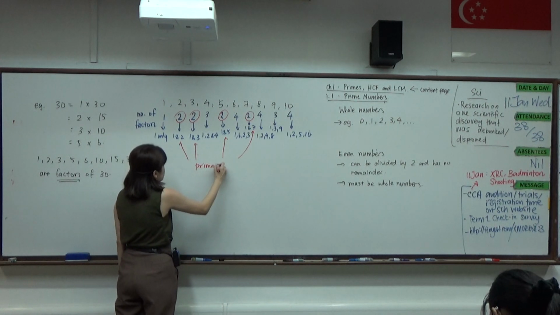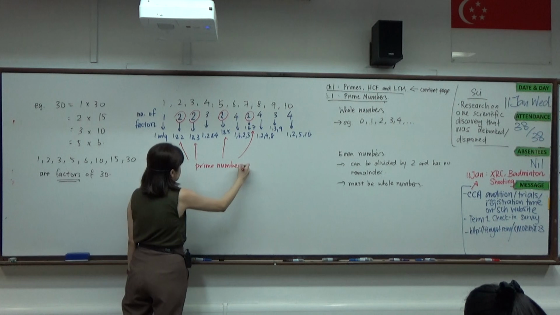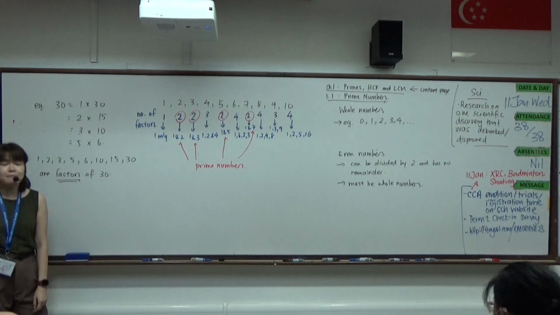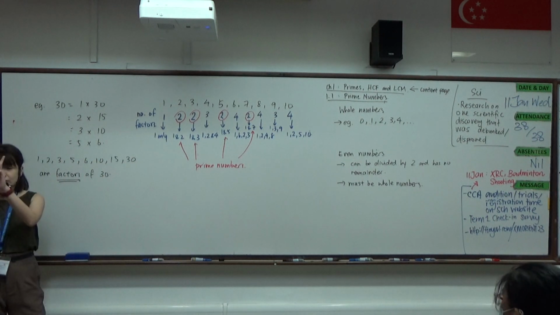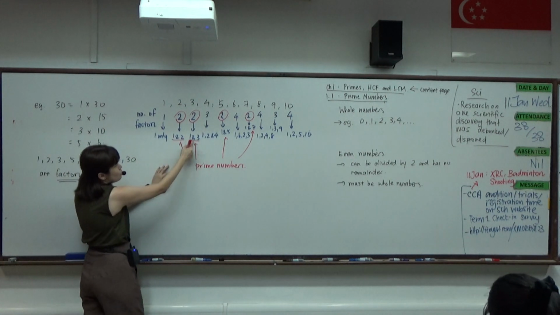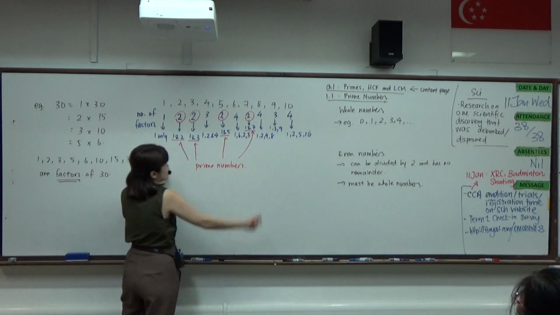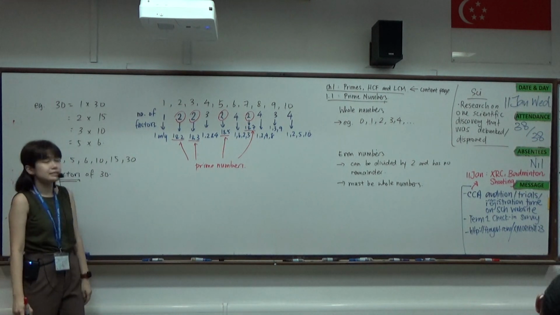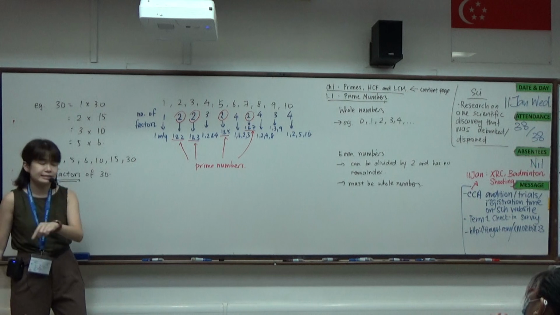What is actually unique about prime numbers? They have not just 2 factors, but their factors are 1 and 2, 1 and 3, 1 and 5, 1 and 7. So they are numbers that have factors 1 and itself only.